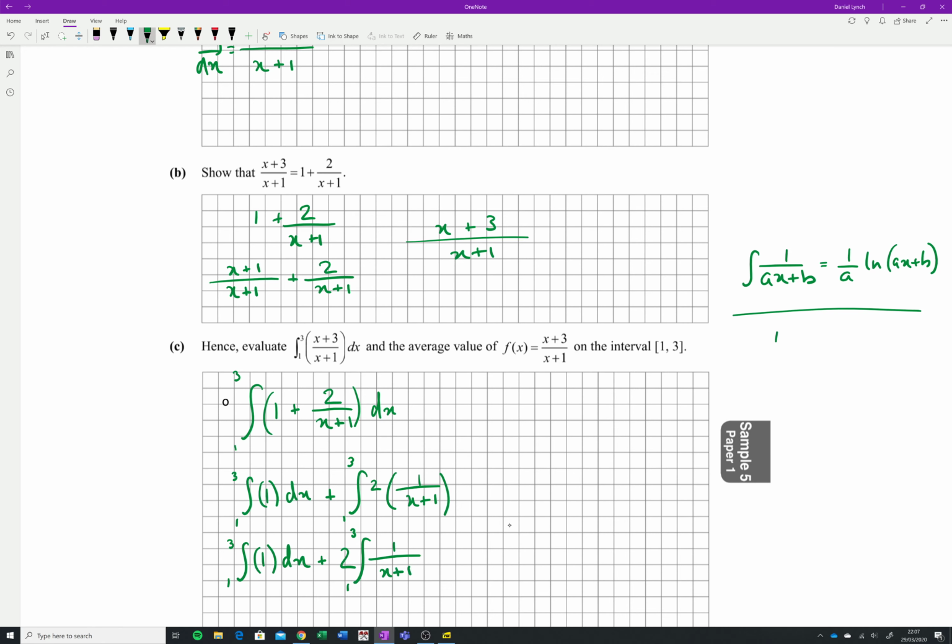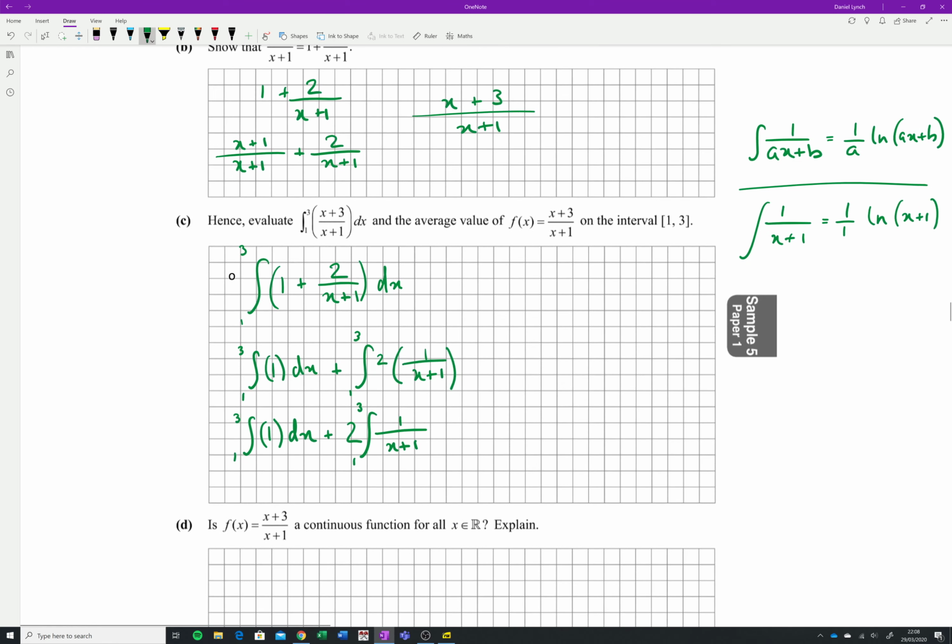So if we just use this thing here, the integral of 1 over x plus 1, I think you can see what it's going to be. a is 1, b is 1. So it's 1 over a, 1 over 1. And it's ln of ax plus b, so that is ln of x plus 1. So that is what we have going on there.